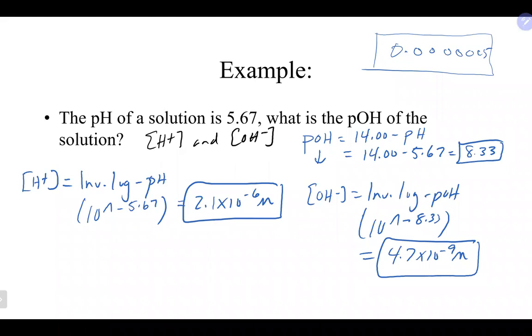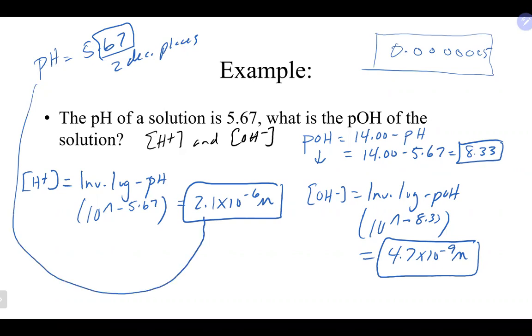No, so again, in this case, we would look at the pH value. That was 5.67. It has 2 decimal places, which means when we take it back to concentration, the concentration should have 2 significant figures. So it does depend really on the pH value or the POH value as to what you should end up with. But this one should end up in this case with 2 significant figures. Again, not decimal places in this case, yeah.